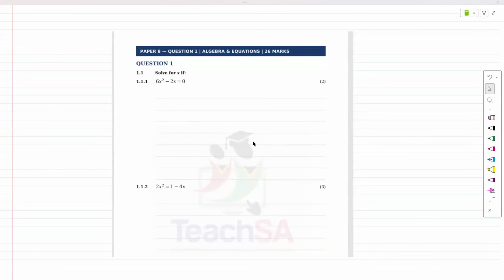Okay, guys, the next paper that we deal with is Mpumalanga, 2025. The first question, we know we're going to take out 2x as a common factor, and I'm left with 3x minus 1 equals 0. So 2x equals 0, therefore x equals 0. And 3x minus 1 equals 0, therefore x equals 1 over 3. And that's all there is to this question.